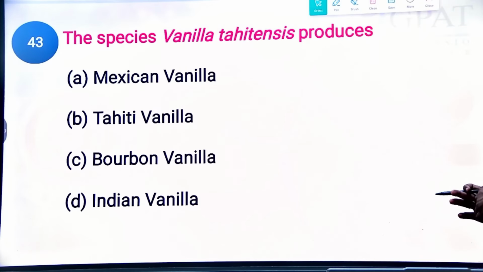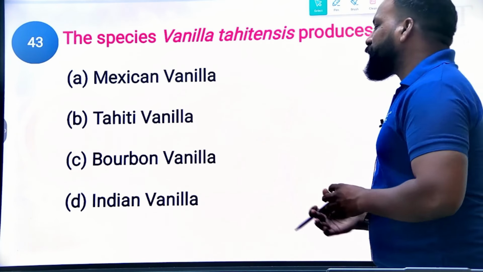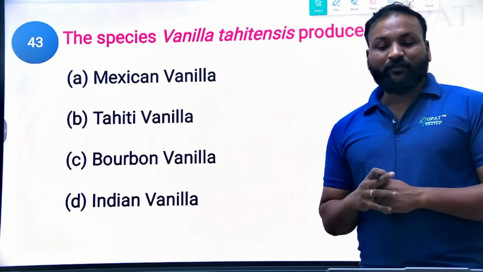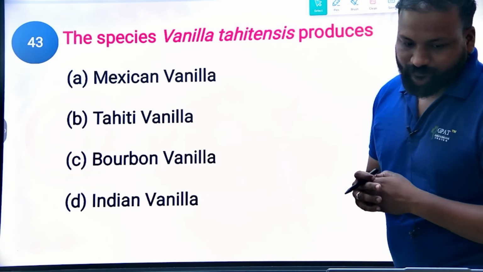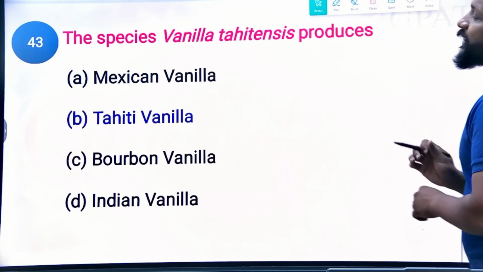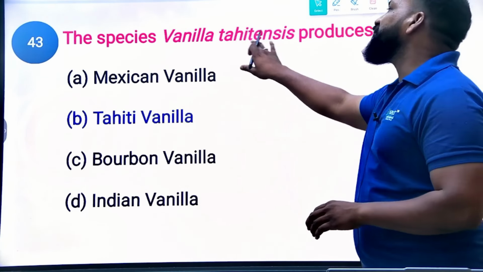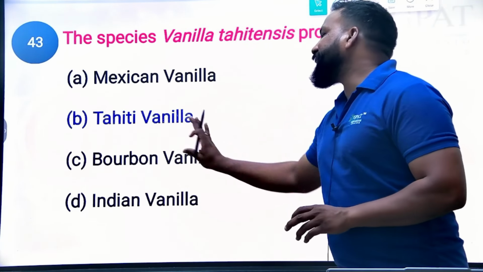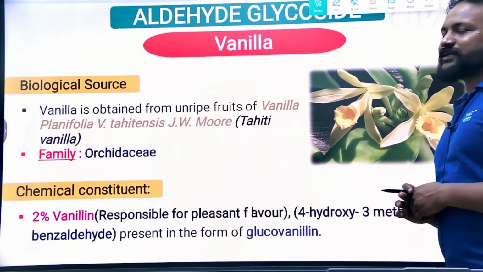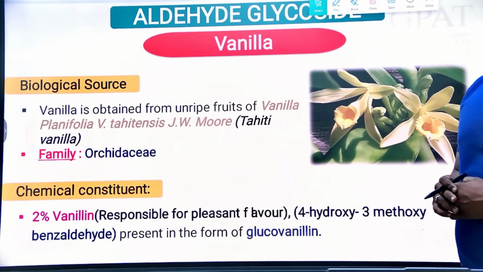The species Vanilla tahitensis produces Mexican vanilla, Tahiti vanilla, Bourbon vanilla, or Indian vanilla. So what is the right answer here? We're almost there, dear students. Come on. The right answer will be undoubtedly Tahiti vanilla. Tahitensis, Tahiti vanilla. The answer lies in between the lines.